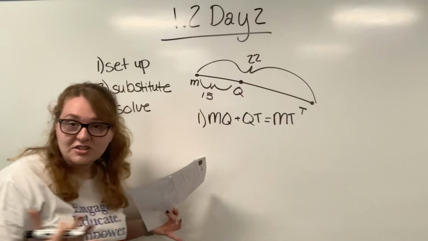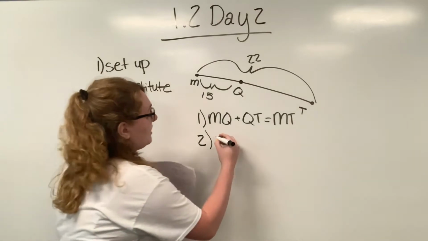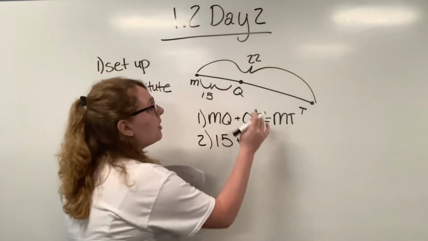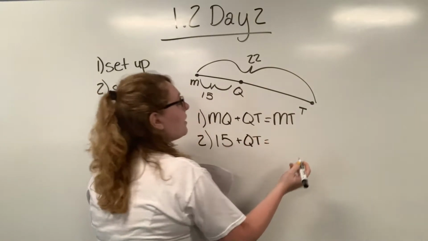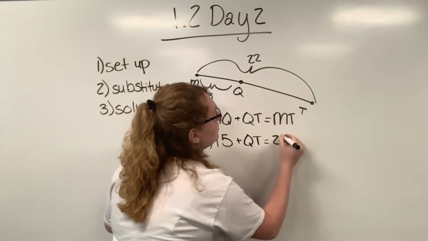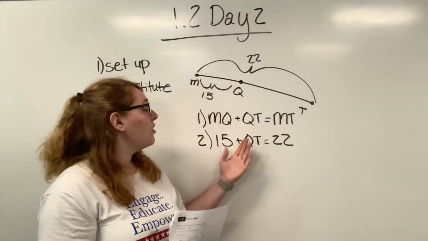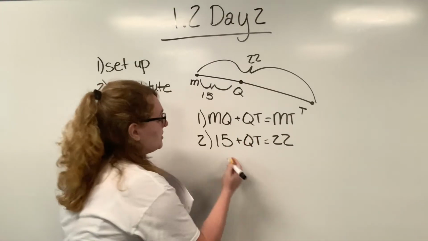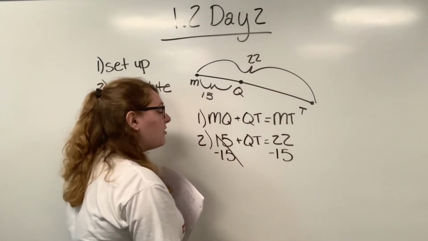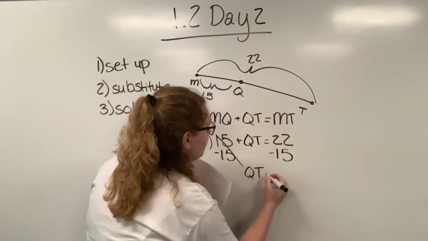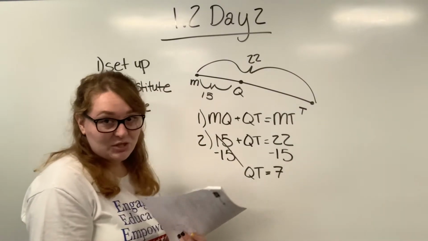Okay, that's our setup. Step 2, we have to substitute. We know what MQ is. We know that's 15. But QT, we don't know yet. So I'm going to leave it as QT. And MT is 22. So just like the last one, if we pretend that this QT is just an X, we can subtract 15 from both sides to get our variable all by itself. And we can see that QT is equal to 7. All right, last one, but this one's going to be hard.